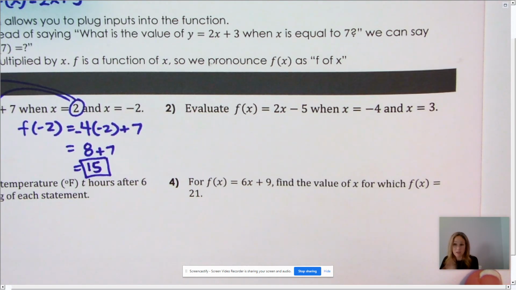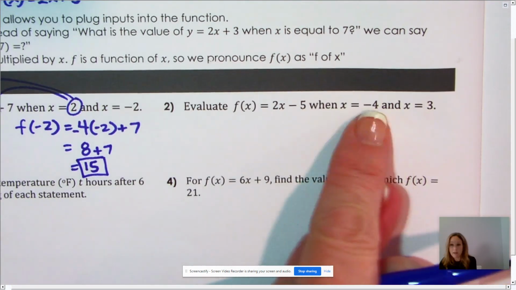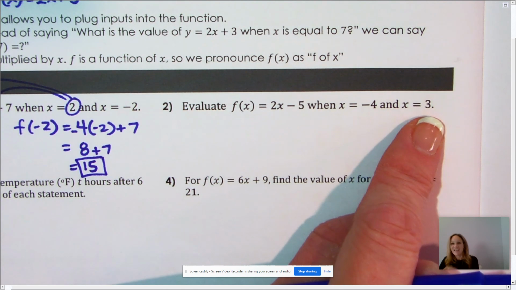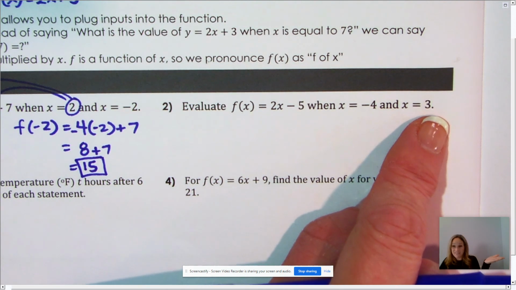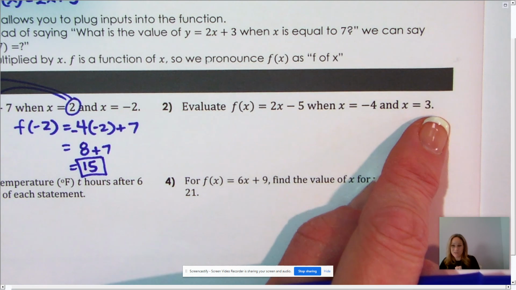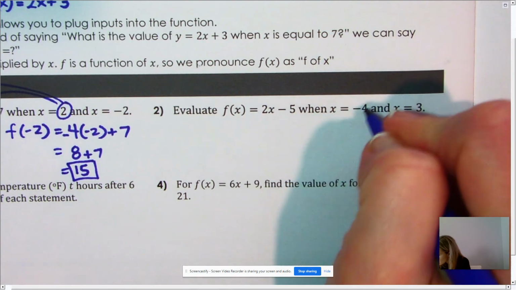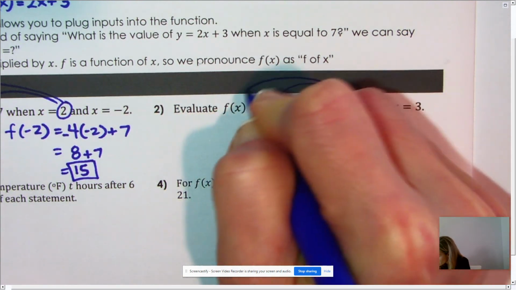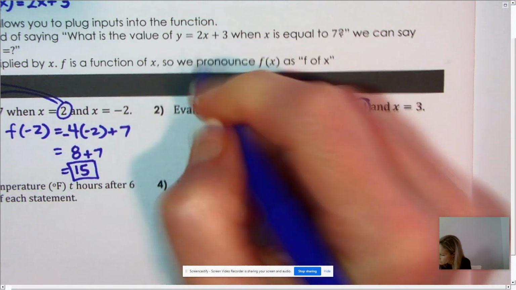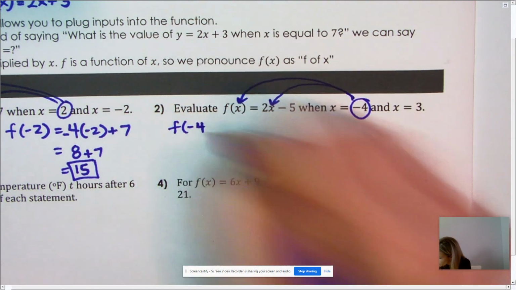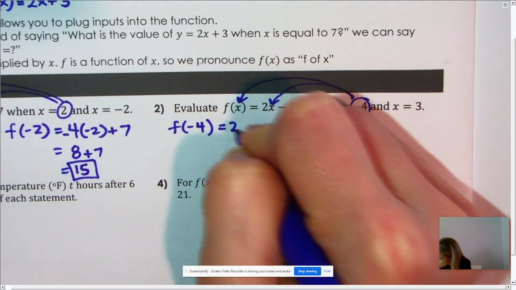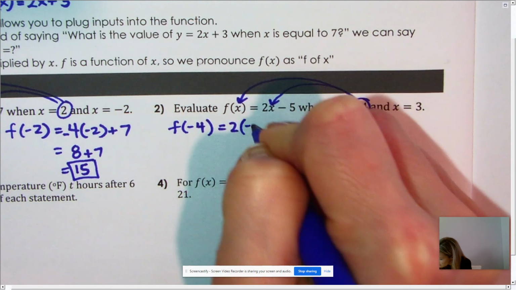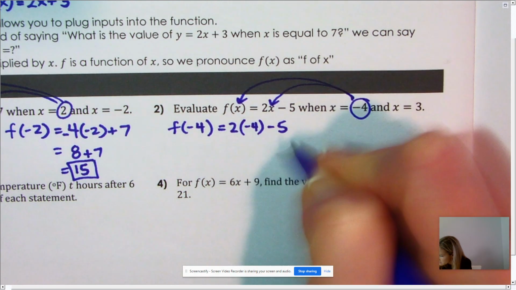Okay, what I would suggest is you guys try it first. Hit pause on the video right now. Try this problem. See if you can figure it out. If not, press play. Or if you can, still then press play and see if your answer was correct. Okay, so we are going to take -4 and I'm going to plug it in everywhere there is an x. Okay, so I'm going to say, well, f of -4 is equal to 2, and then instead of that x, I'm going to use parentheses and plug in -4, minus 5.